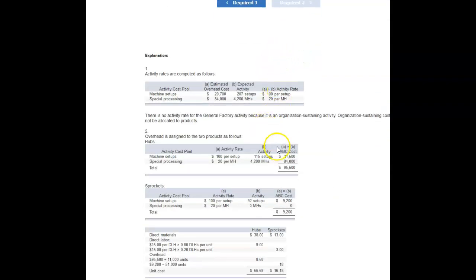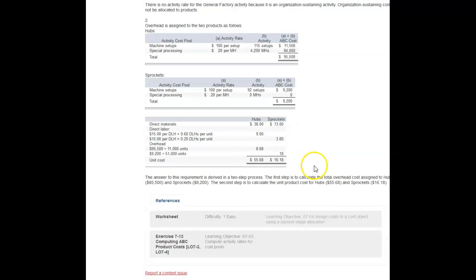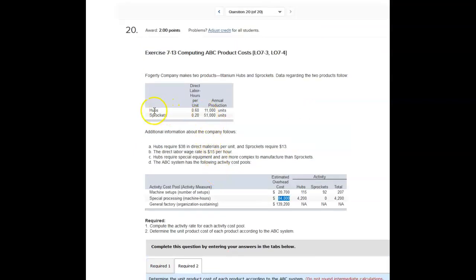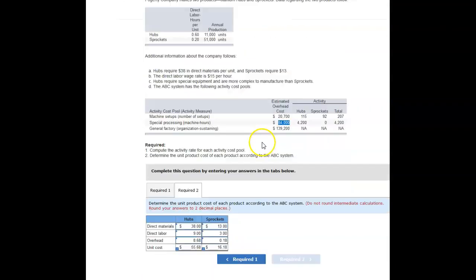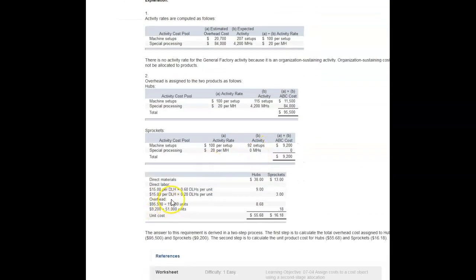So what we've done here is found that we're going to allocate a total of $95,500 of overhead cost to the hubs only. So let's get that down to a per unit amount. Take the $95,500 right here, divide by 11,000 units. Where does this come from? Right here. We are producing 11,000 units during the year. Let's go back down. Divide, and so $8.68.